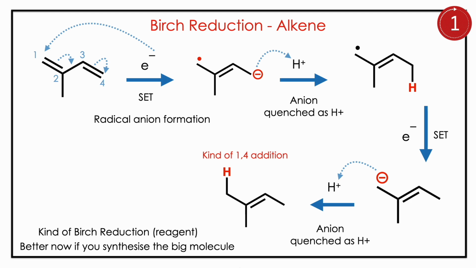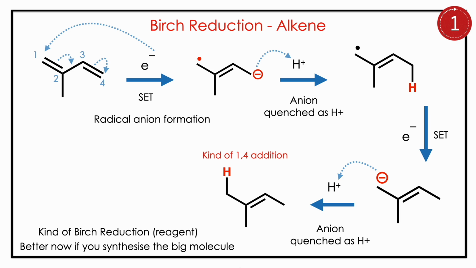Then Birch reduction in alkenes. Technically it's not Birch reduction, but the reagents are the same. So you should know it's a kind of Birch reduction. If you know it, it will be easy for you to approach bigger or total synthesis reactions. Here I have given a conjugated diene.